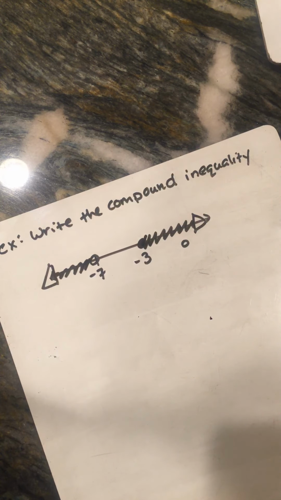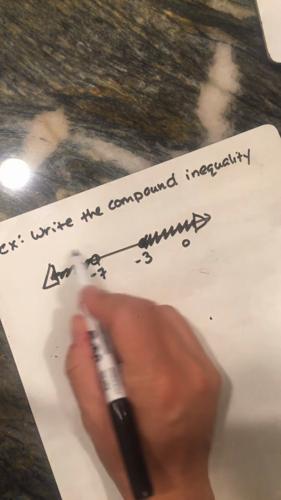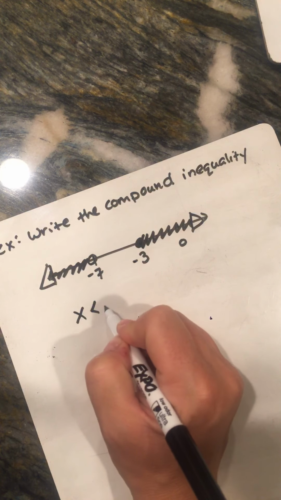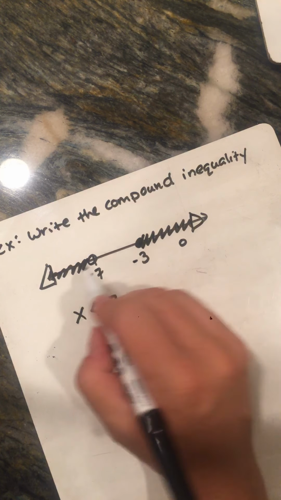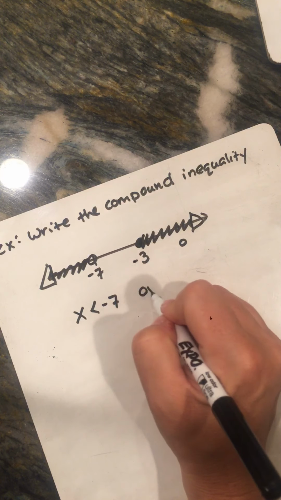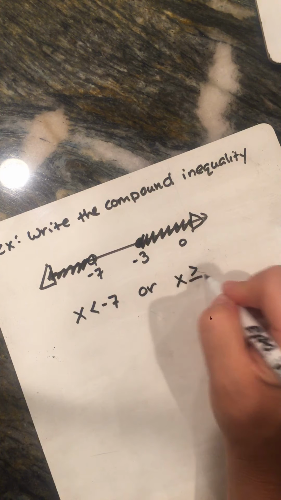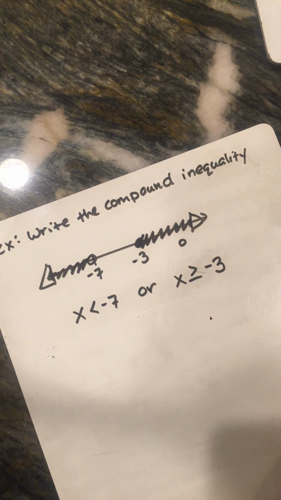So first of all, intersection or union, just by looking at it. This will be a union, there's no crossover. So let's first of all take this left side. X is less than but not equal to -7. And or. If we're doing a union, we use or. X is greater than or equal to, don't forget because it's solid, -3. And that's your compound inequality. Easy enough? Can we handle it?